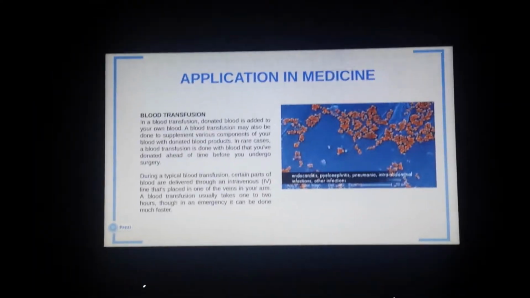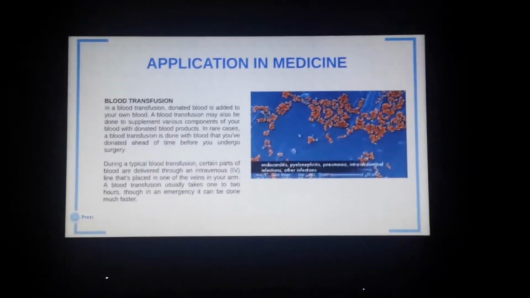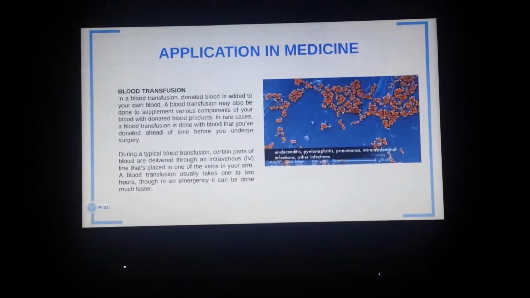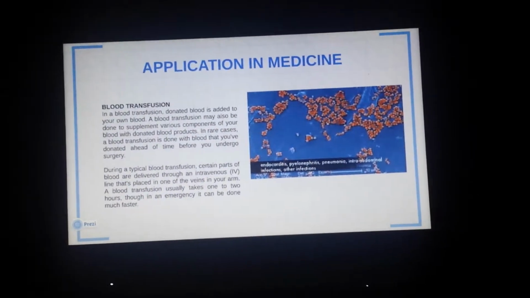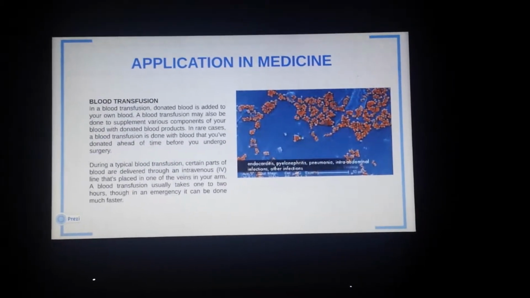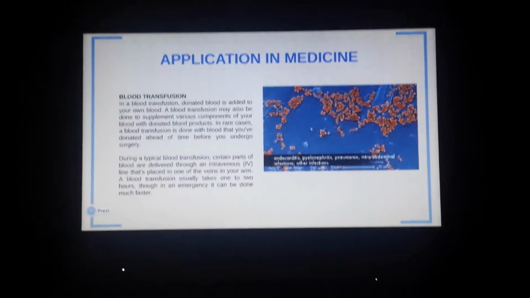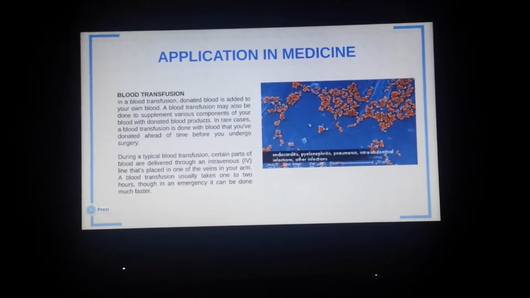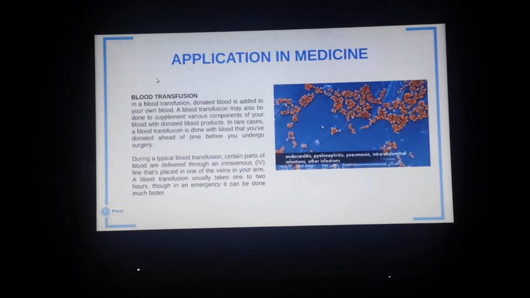During a typical blood transfusion, certain parts of blood are delivered through an intravenous IV, like that placed in one of the veins in your arm. A blood transfusion usually takes 1 or 2 hours, though in an emergency it can be done much faster.